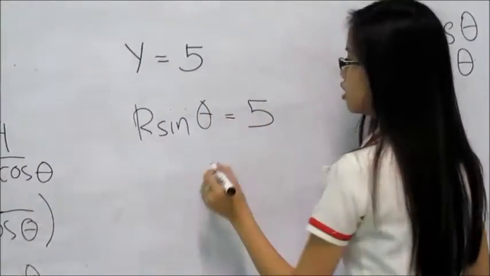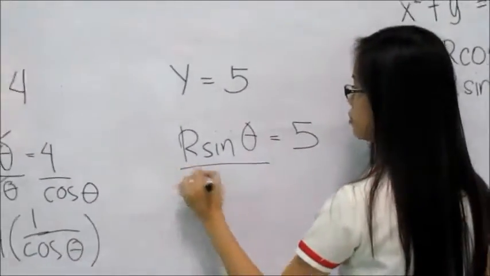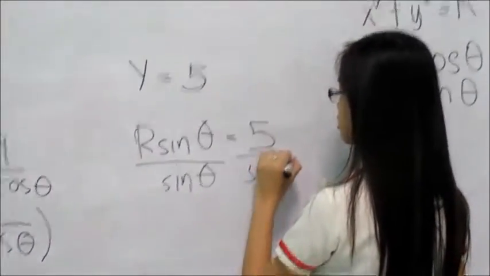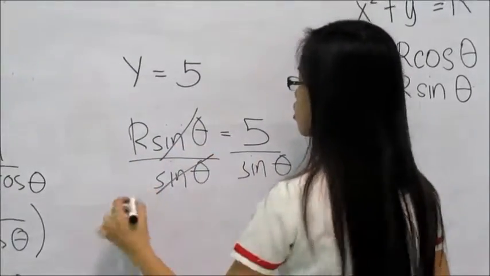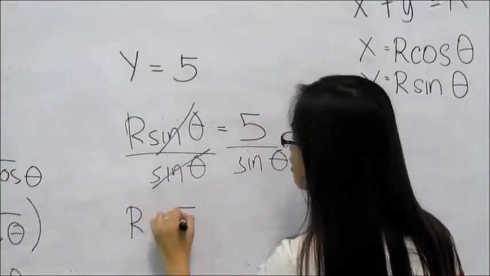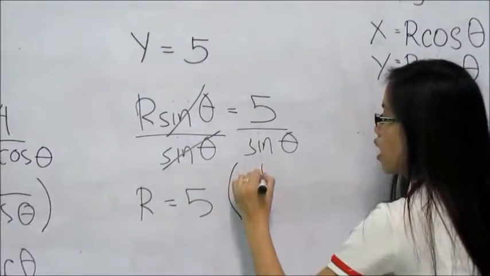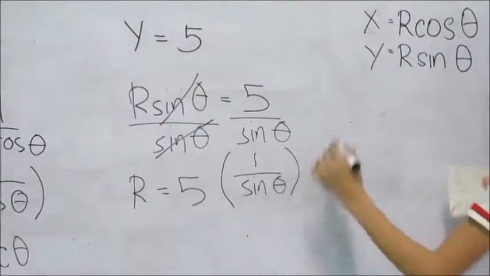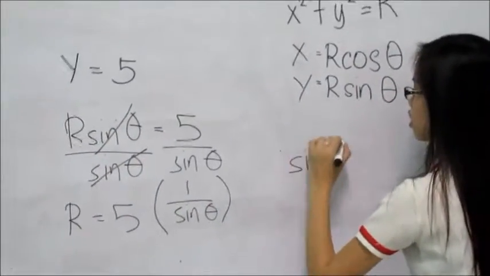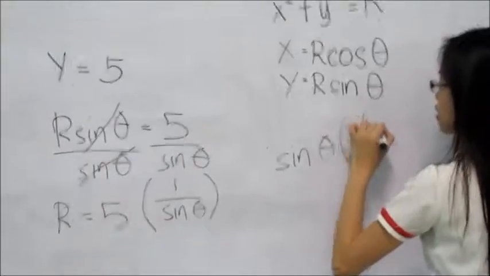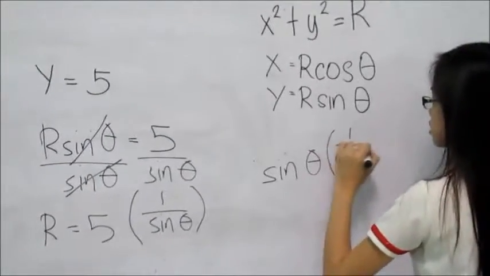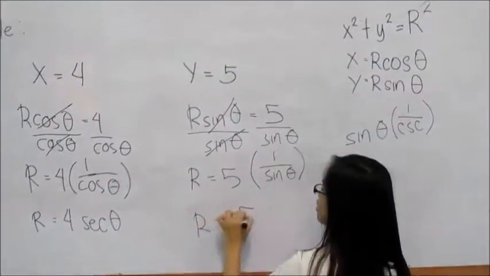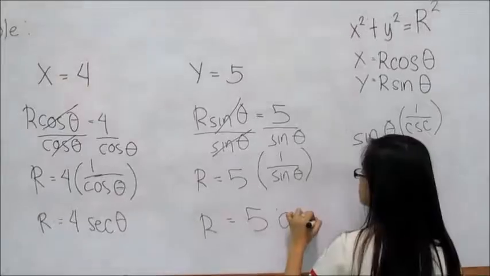The same process: we divide both sides by sine theta to cancel. So r is equal to 5 times 1 over sine theta. Since 1 over sine theta is cosecant, then r is equal to 5 cosecant theta.